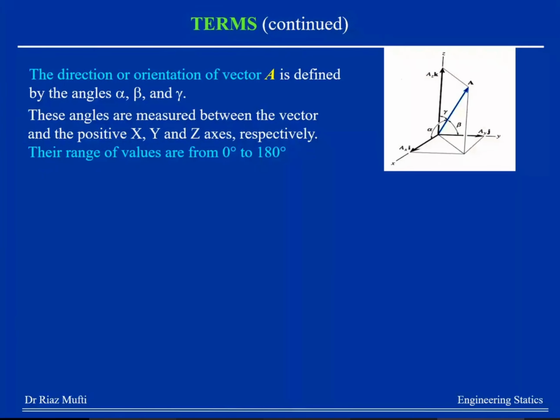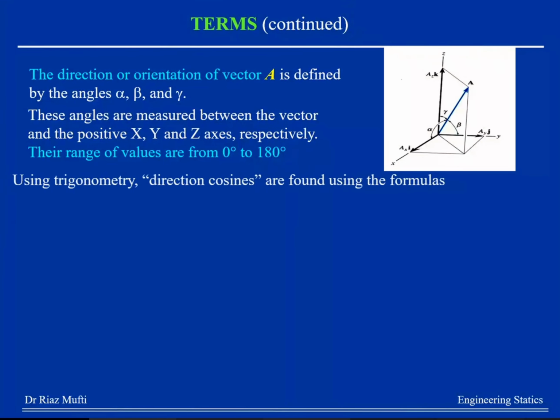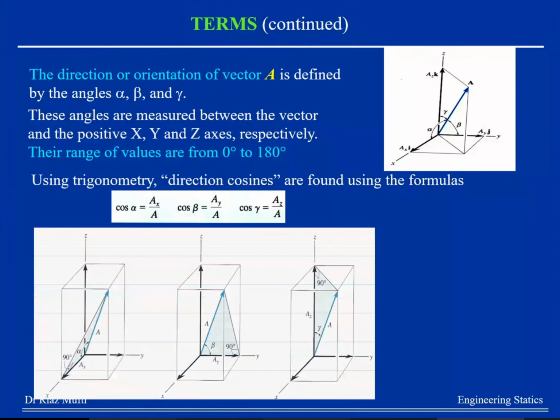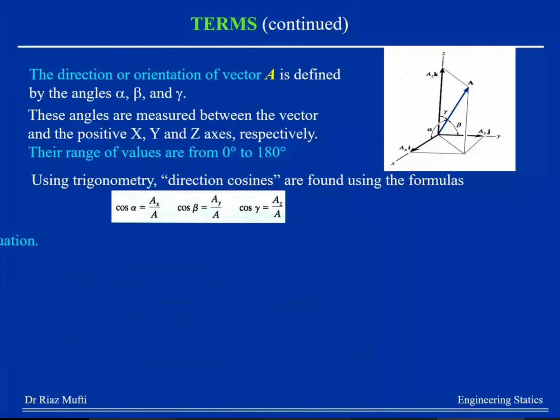Now, the direction orientation of vector A is defined by the angles alpha, beta, and gamma. These angles are measured between the vector and the positive x, y, z axis. Their range of values definitely is from 0 to 180 degrees. Now, using trigonometry, direction cosines are found using the formula. I'm not going to go into details, you know this. This is simple maths, geometry.